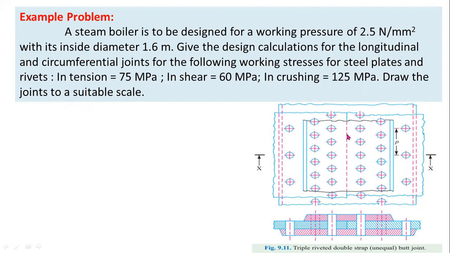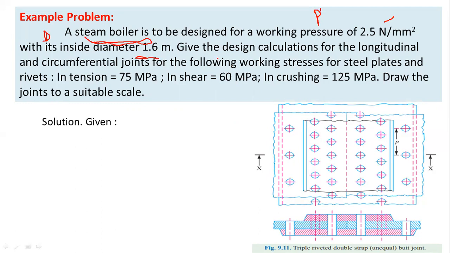This is the diagram. You have to draw this diagram after getting the values. First of all, you have to identify the given data from the question. Here you can observe you have to design a boiler. The working pressure, this is the maximum inside pressure, that is P dash, is 2.5 megapascal, and the diameter of the boiler, capital D, is 1.6 meters.